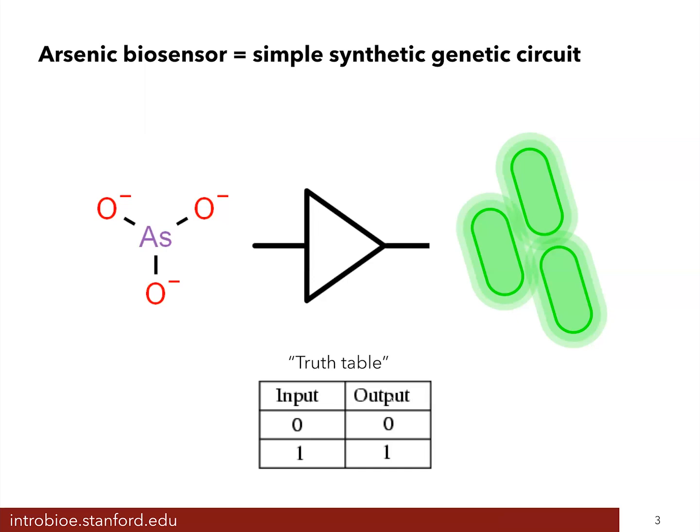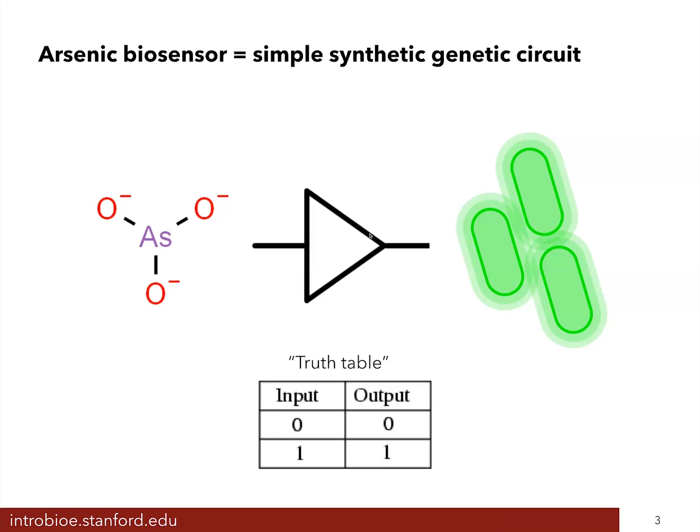Now, the output is expression of green fluorescent protein. So when there's no arsenic, you should also have no green fluorescent protein. But when there is arsenic present in the water, you should produce green fluorescent protein. So your output value should be 1 when your input value is 1. Okay, so that's a truth table for a type of synthetic genetic circuit called a buffer gate. And it, again, is a really simple type of synthetic genetic circuit, but it's powerful, right? It's enabling you to produce a bacteria that responds to a contaminant in the environment and produces a visible signal.